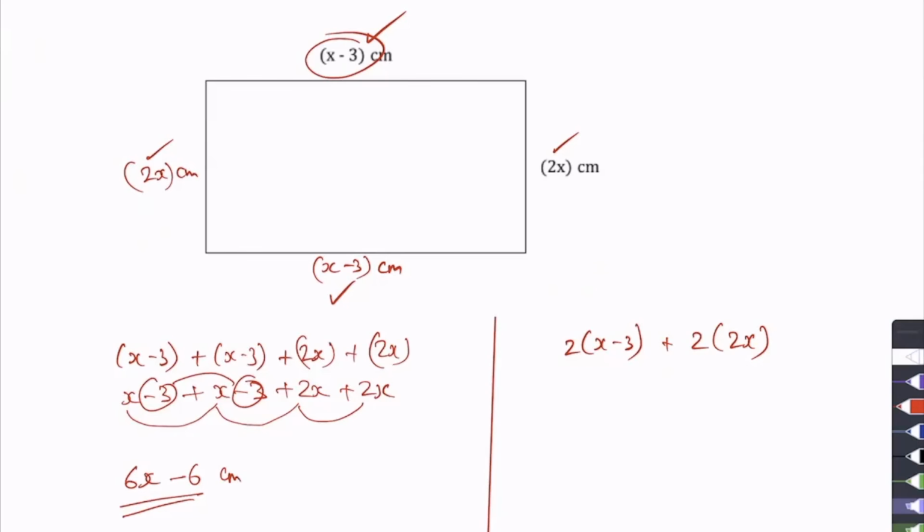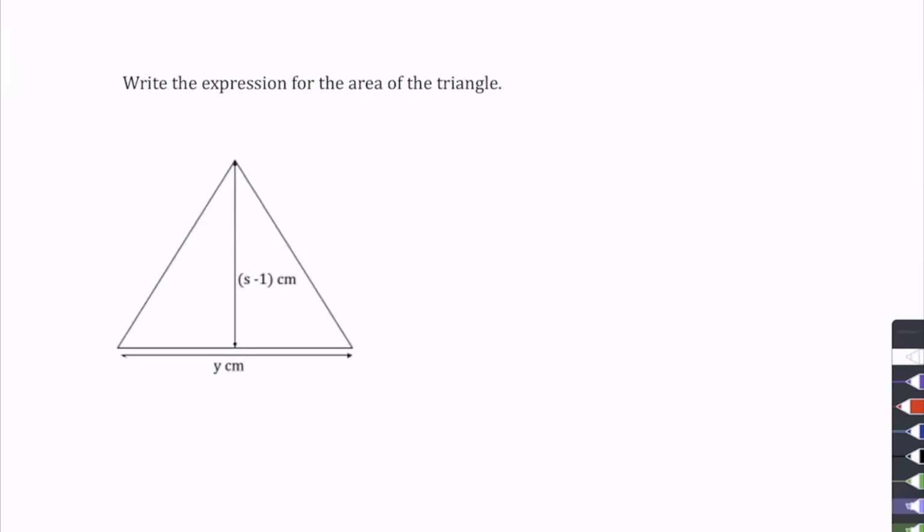If we had chosen to write it like this on the right-hand side, then what we have to do is expand out the brackets. 2 times x is 2x, 2 times minus 3 is minus 6, plus 2 times 2 is 4x. 2x plus 4x, when you're collecting the like terms, is 6x, minus 6, and you get exactly the same answer for the perimeter.